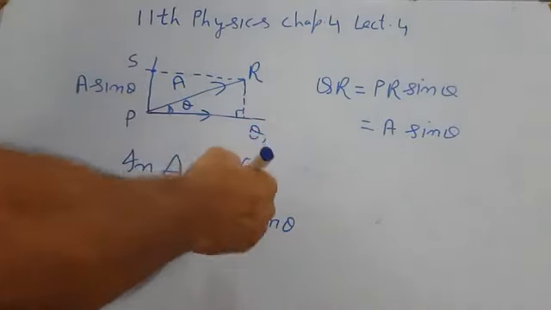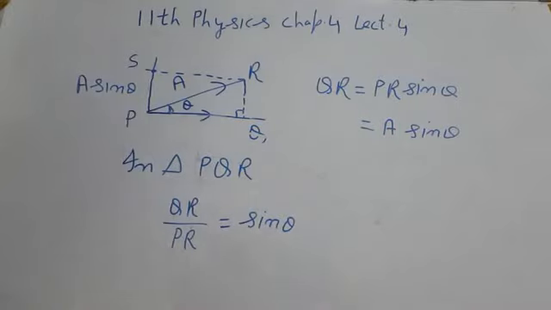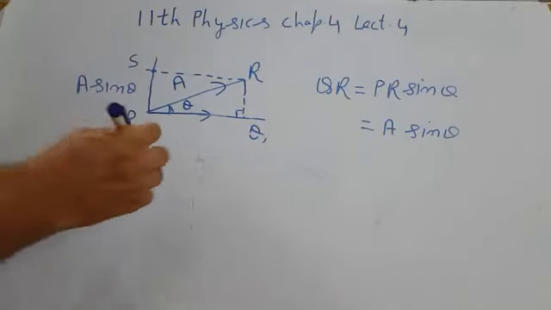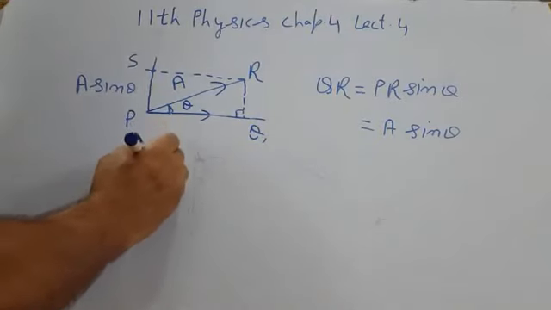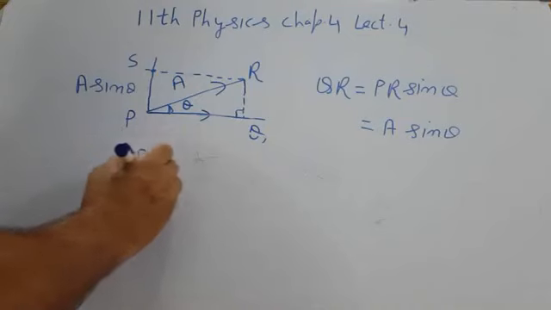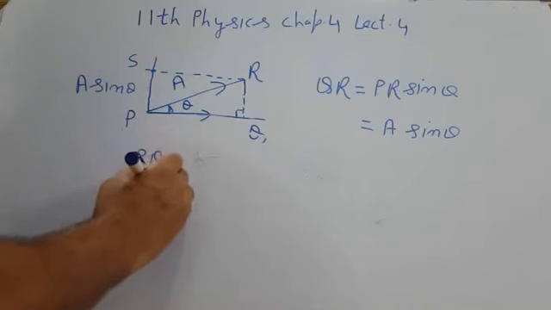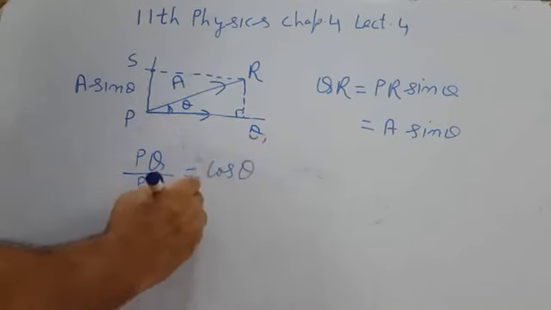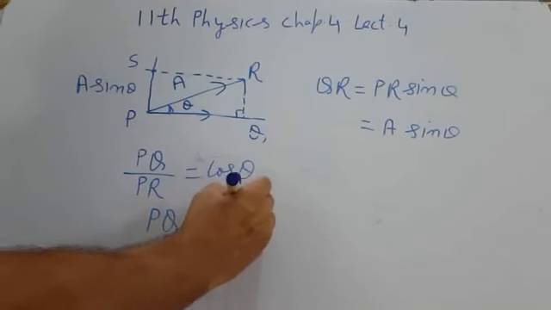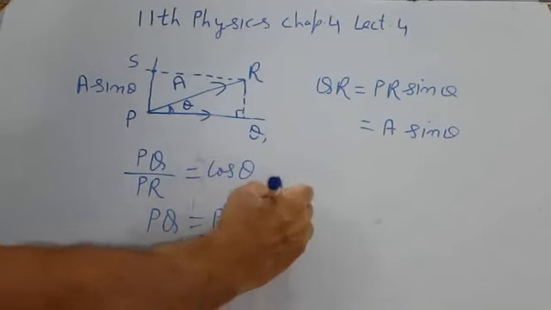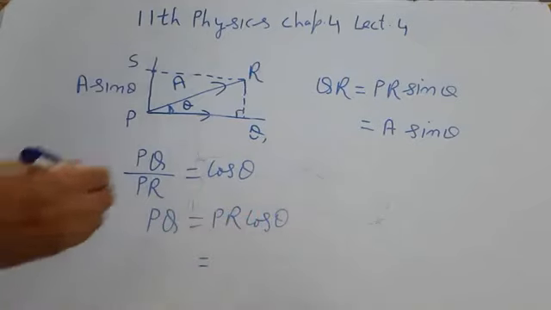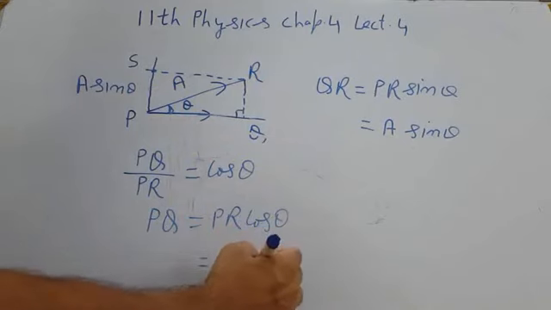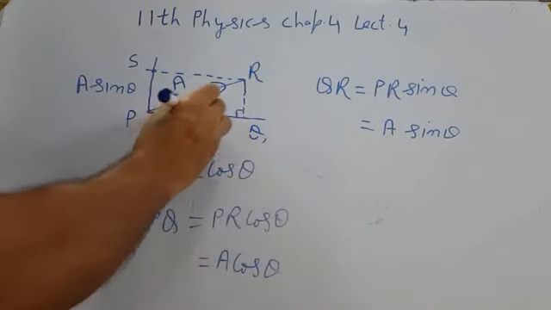Now we will find out what is PQ. Now PQ upon PR, that is base upon hypotenuse, will be cos theta. So PQ will be equal to PR cos theta, and PR is A, so it will be A cos theta. So along this direction it will be A cos theta.